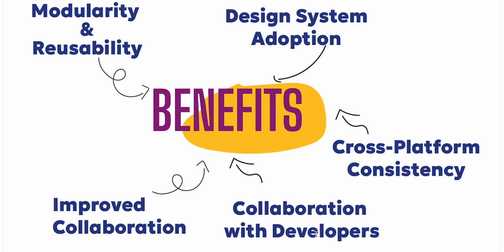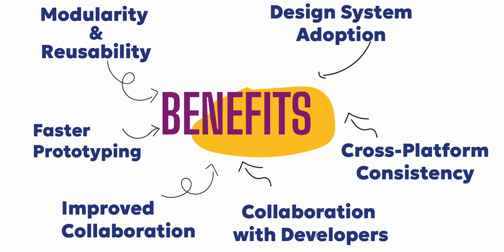The next one is improved collaboration. Components foster better collaboration among design teams, developers, and stakeholders. With a shared design system, all the team members can speak the same design language, reducing misunderstanding and enhancing collaboration. And the last one would be faster prototyping. When creating rapid prototypes, components enable designers and developers to quickly assemble the core features of the product. This rapid prototyping approach helps in early user testing and validating ideas with minimal effort.